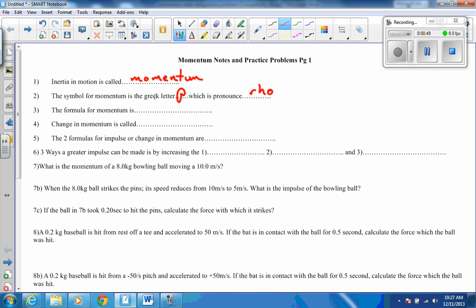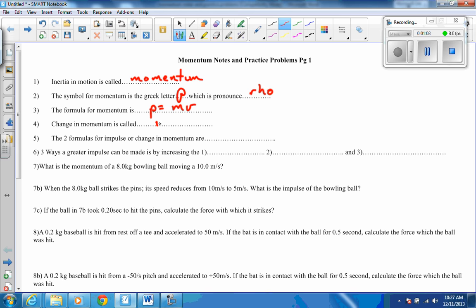Now the formula for momentum, there's actually a couple of them, but the one we're going to use is mass times velocity. So if you have something that's really, really massive, like a train, as long as it's moving, it's going to have a lot of momentum. Or you can have something really small, like a bullet, but since it moves at such a fast speed, it's going to have lots of momentum.